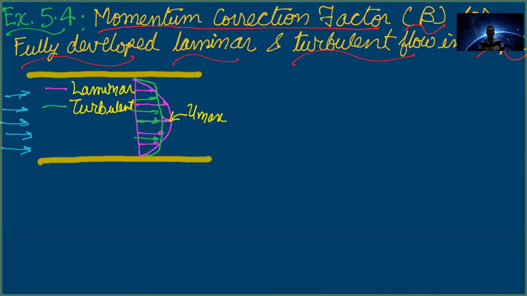So the maximum velocity at the center line, u max for turbulent, is smaller compared to u max for laminar. More about laminar and turbulent flow will be discussed in later lectures.